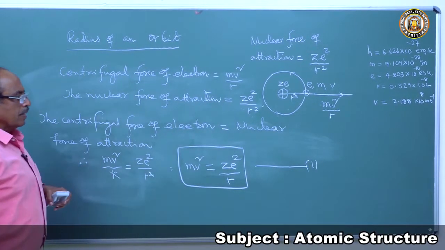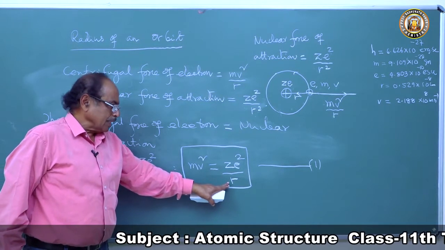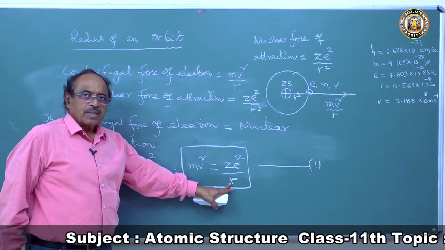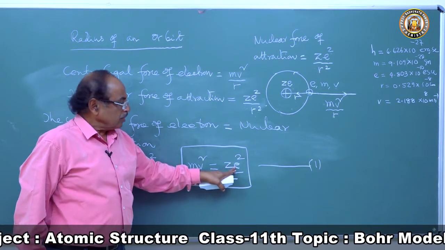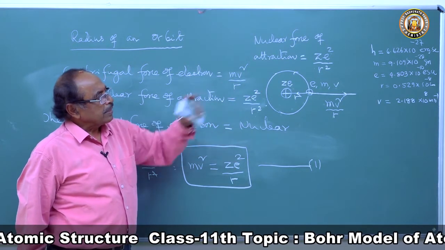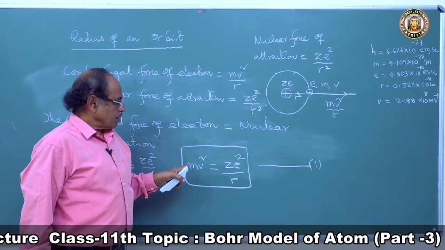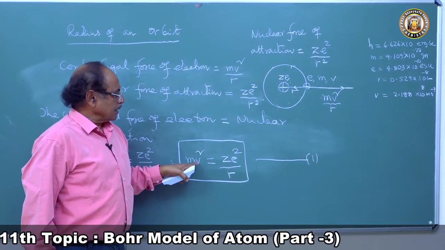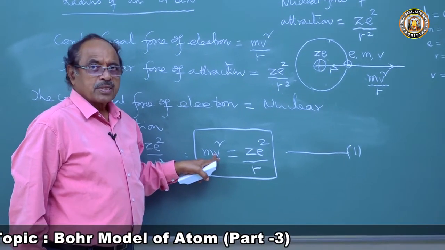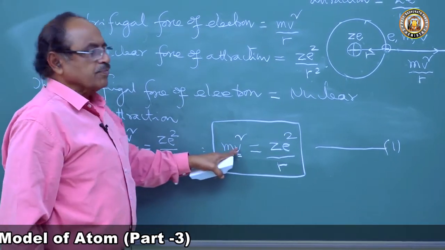This is equation 1. So here you see, what is our interest? Our interest is to calculate the value of r. Z we know is the atomic number. E we know is 4.803 times 10 to the minus 10 electrostatic units. Mass of the electron is known to us, 9.109 times 10 to the minus 28 grams. So the only quantity which is unknown here is v.